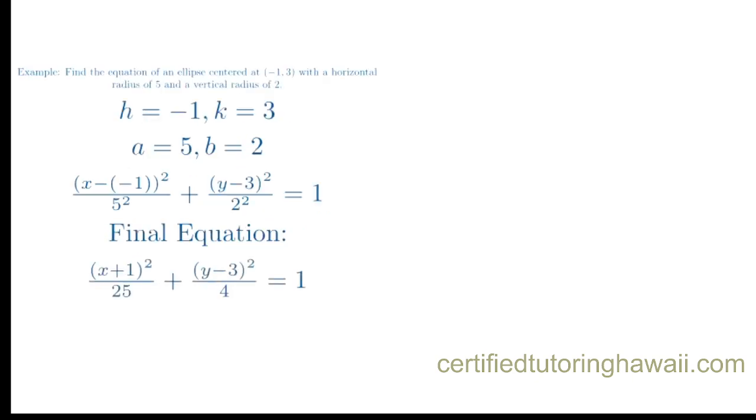(x - h)² over a² plus (y - k)² over b² equals 1. Substituting the values gives us (x - (-1))² over 5² plus (y - 3)² over 2² equals 1. Simplifying, we get our final equation: the quantity (x + 1)² over 25 plus the quantity (y - 3)² over 4 equals 1. This ellipse is centered at (-1, 3), has a width of 10 and a height of 4.